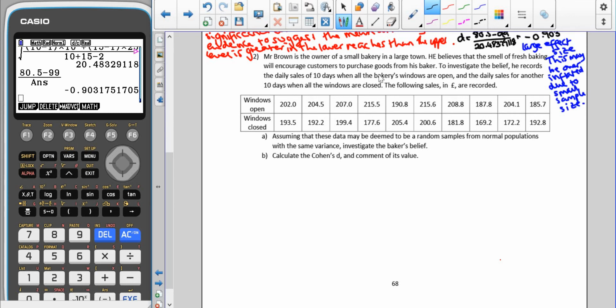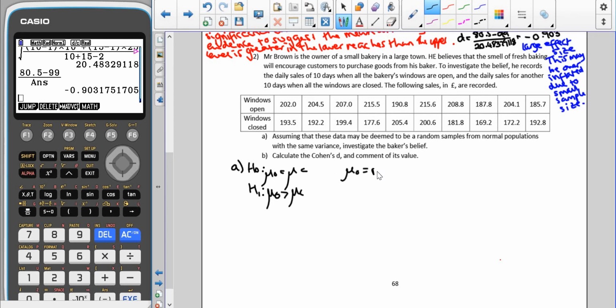It doesn't tell us what the population standard deviation is, so it's going to be the 2 sample t-test this time. So for A, we're going to have H0: mu open equals mu closed. H1, so he believes that the smell is going to encourage customers to purchase this. So we're saying that mu open is going to be more than mu closed.